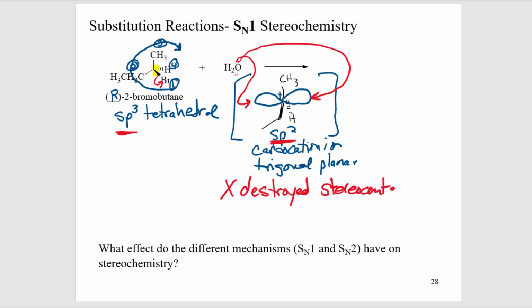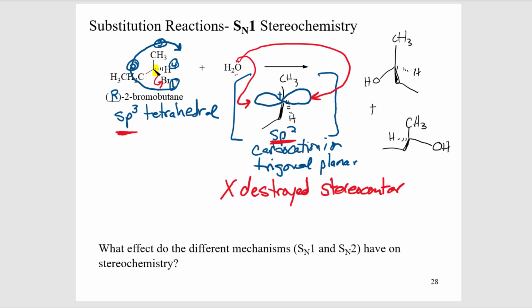And that happens when the leaving group leaves and you form that carbocation. You've completely destroyed your stereocenter. So then, if the water comes in from the front, ultimately we will get the OH, the ethyl, the hydrogen, and the methyl. And if OH came in from the other side, we get these. A mixture of these two compounds.